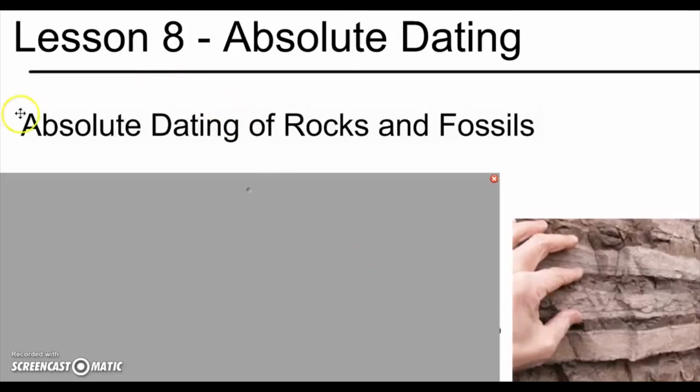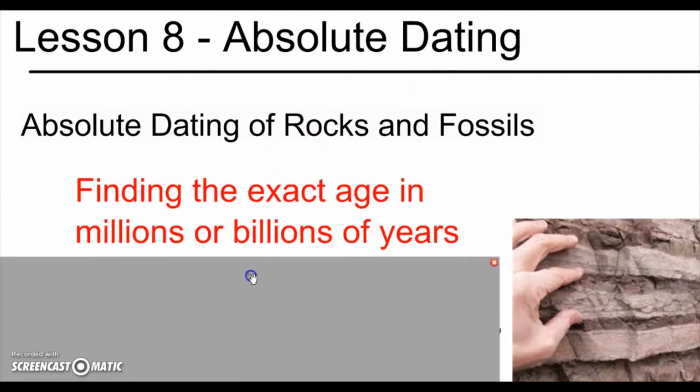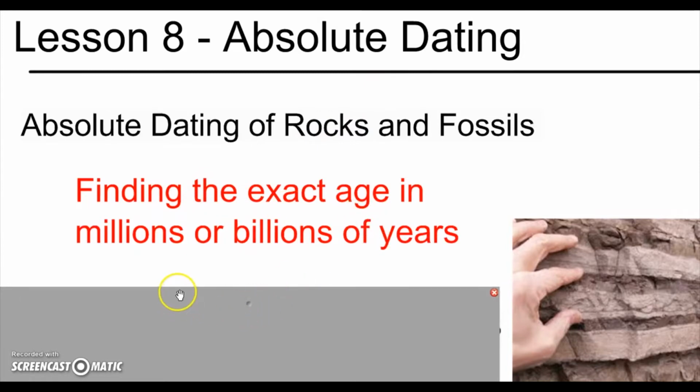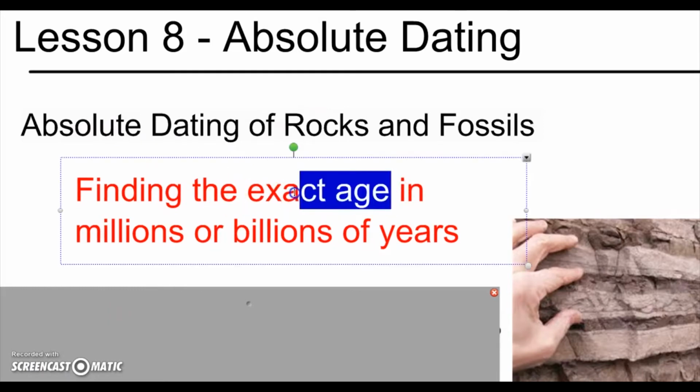We're going to cover lesson 8. This is absolute dating. And the thing you need to realize about absolute dating is with relative dating, you're saying, okay, the bottom layer is the oldest, the top layer is the youngest. But how old is that? Can you tell how old the bottom layer is just by saying it's the oldest? No, you can't. So absolute dating is saying the bottom layer is 65 million years old. So you're finding the exact age in millions or billions of years. Could be thousands too, I guess. But if you're doing absolute dating, you're finding the exact age anyway.